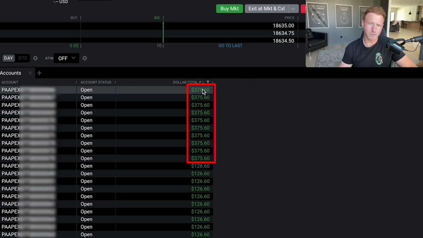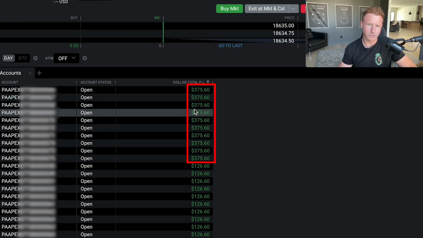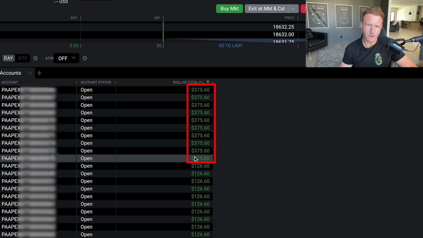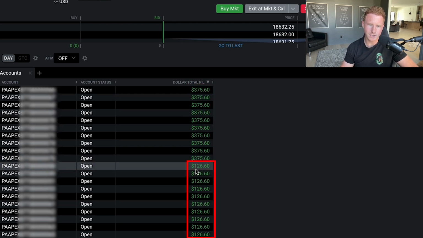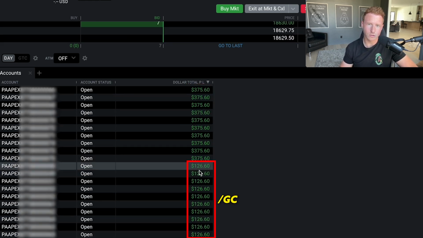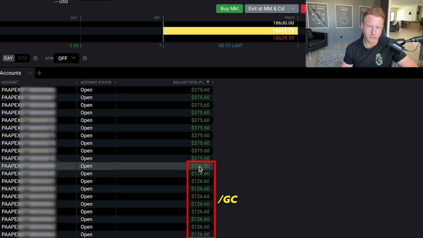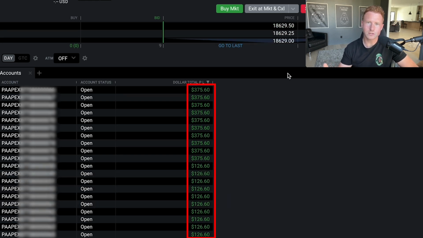But anyways, as you can see, on my first 10 PA accounts on Apex Trader Funding, I made 375 in 10 accounts. And then my other 10 accounts, like I said, was a scalp on gold on a newer setup. I'm trying to get myself to take more. So anyways, in total, I made just over $5,000 in profits today.